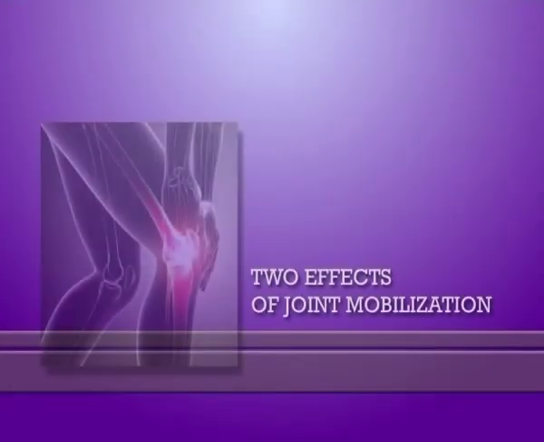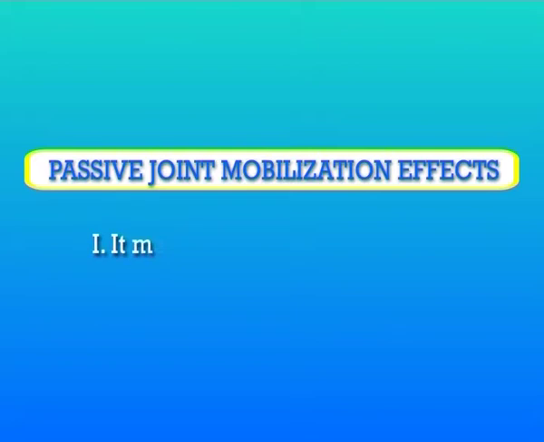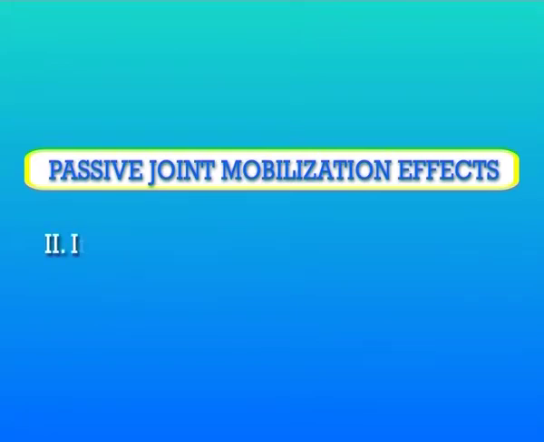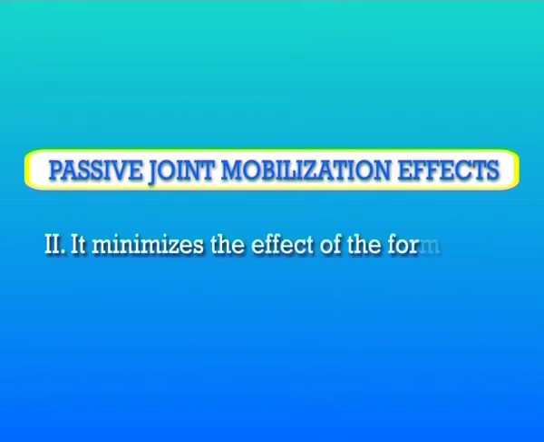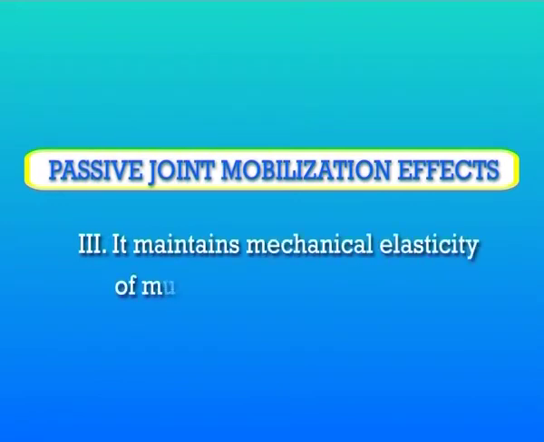Now, there are 2 effects of joint mobilization. First is passive joint mobilization effect and second one is active or self-mobilization effect. Passive joint mobilization effect: it maintains joints and soft tissue integrity. It minimizes the effects of the formation of contracture. It maintains mechanical elasticity of the muscles.